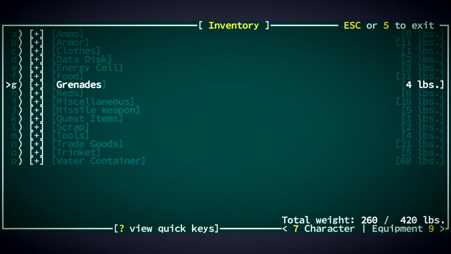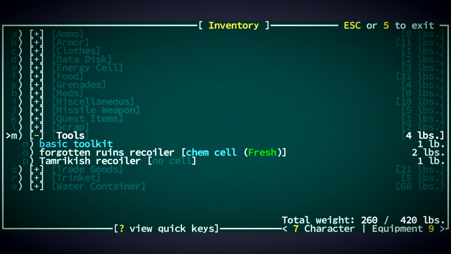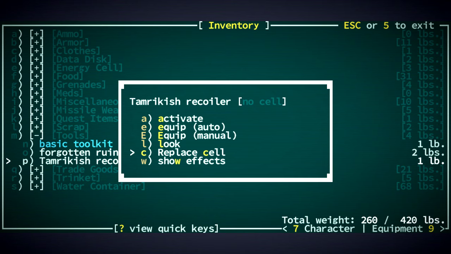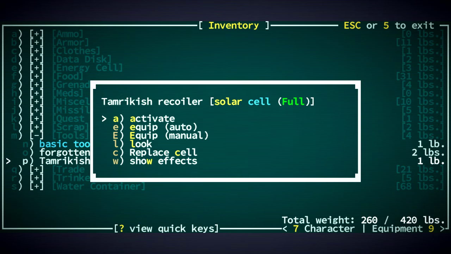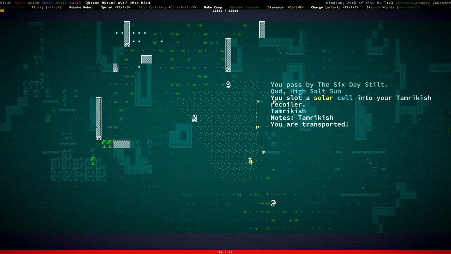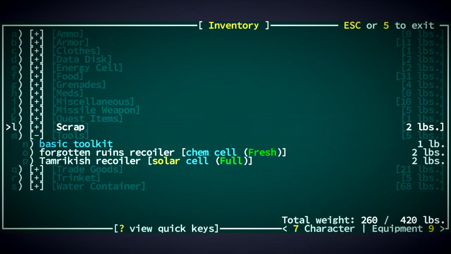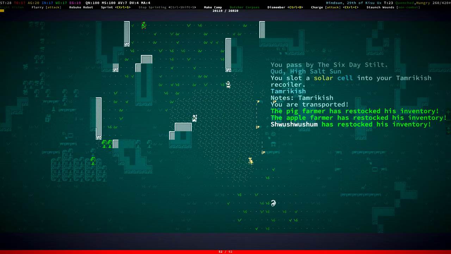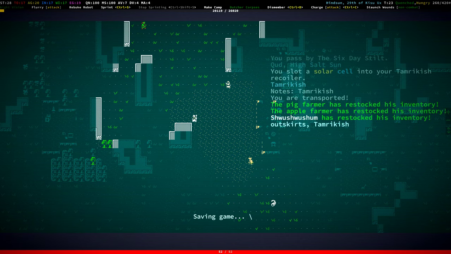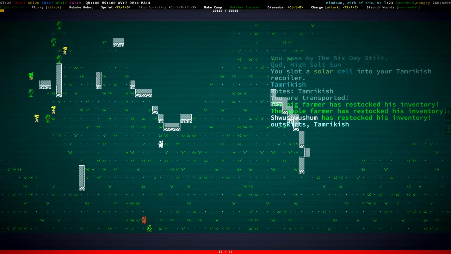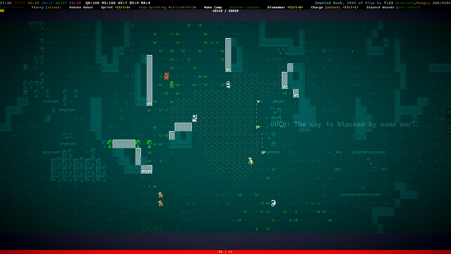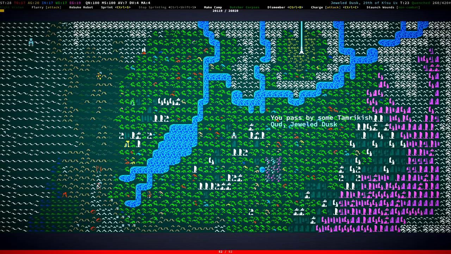What's wrong with me? Tools. And go back to Tamrakesh. We will put the solar cell in there and activate it. Cool. And then we will... Oh, it's still full. Whoops, didn't mean to go up. While we're here, is there anything we want to do? I don't think so. I think we're just going to go to Red Rock.